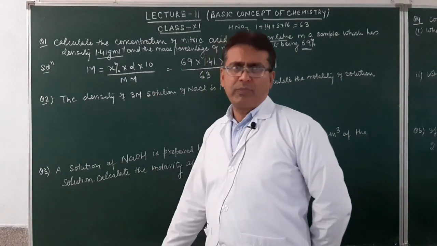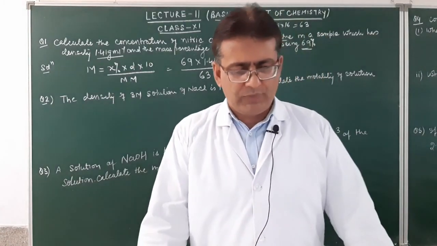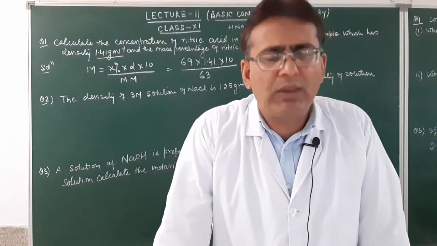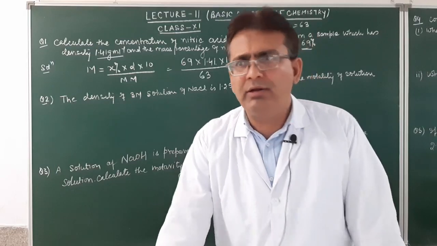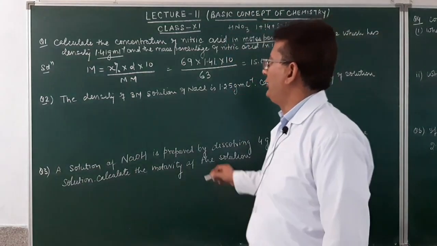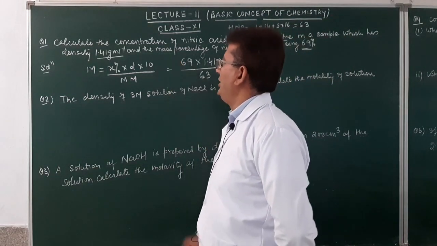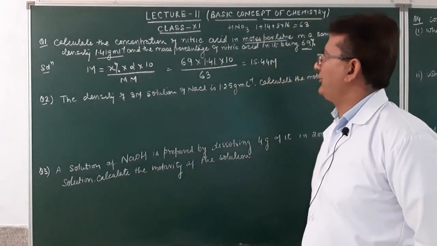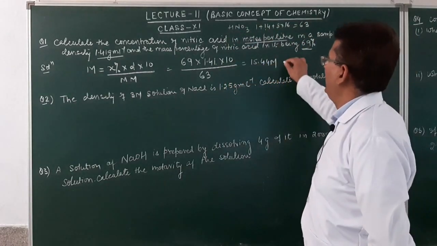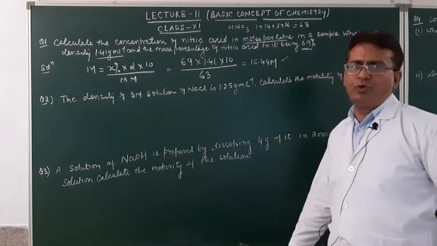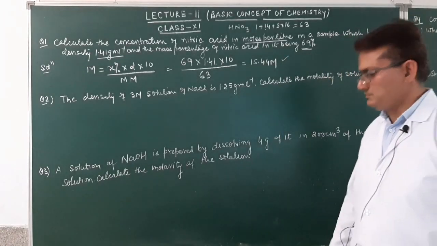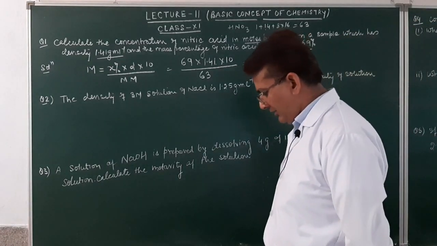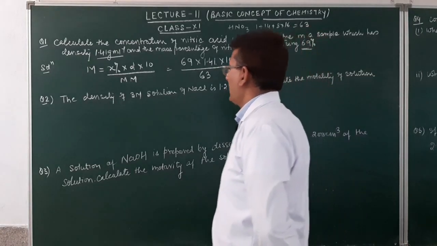Recollect the formula. If in a question the percentage mass is given and the density of the solution is given, then the molarity of the solution will be equal to x% into d into 10 upon the molecular mass of the solute. On solving it out, it will come to be equal to 15.44 molar. Am I clear?